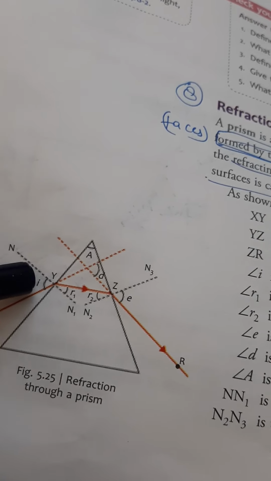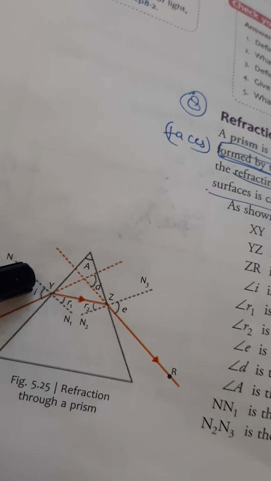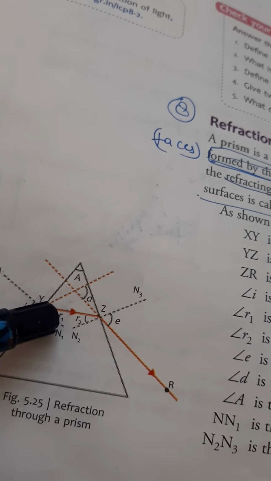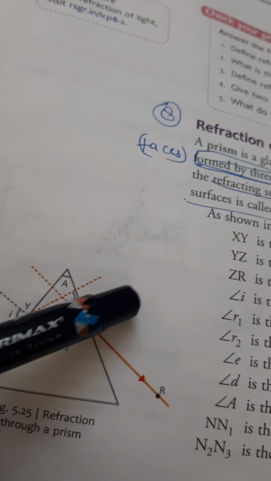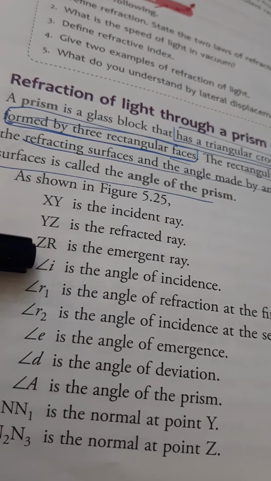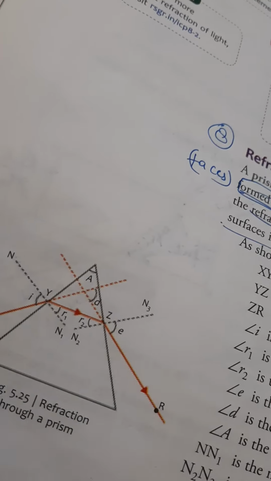And what is this small i between the normal and the incident ray? It is called the angle of incidence. The angle between the refracted ray and the normal is called the angle of refraction. The angle between the emergent ray and the normal is called the angle of emergence. This is all written here also. Angle i is the angle of incidence. Angles r1 and r2 are the angles of refraction at the first face and at the second face. e is the angle of emergence.